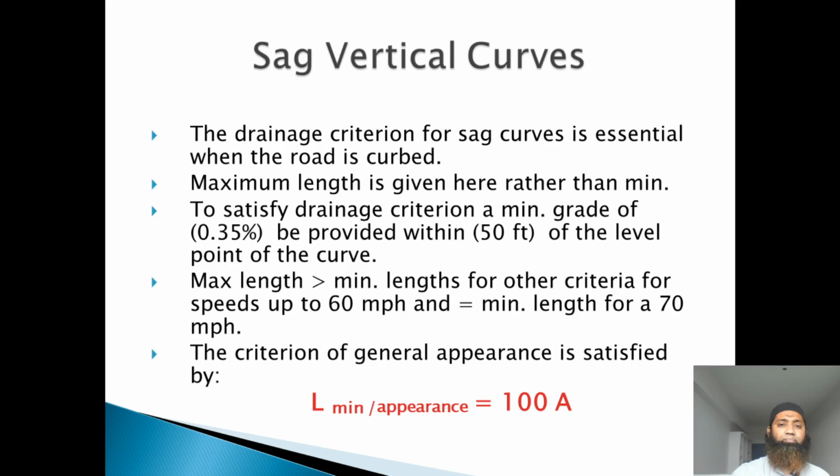A very easy formula. You can see the drainage criteria for sag curves is essential when the road is curbed. When the road is curbed, the drainage criteria is very important. It is very important for everything. You must have seen the floods which hit Hyderabad. You must have seen many drainage passages which were made for drainage. They hadn't received any notice, and they don't know what damages will be caused. The maximum length is given there. To satisfy the drainage criteria, a minimum grade of 0.35% should be provided at the level point of the curve.